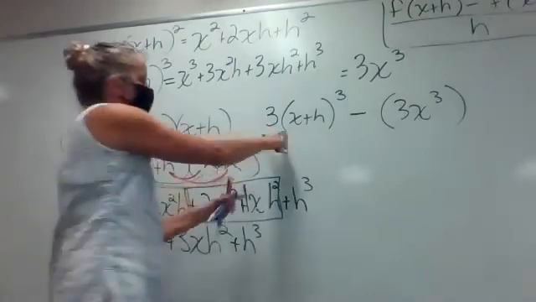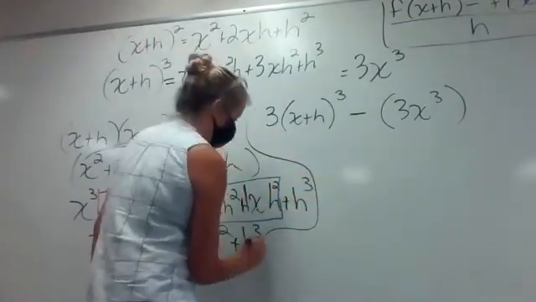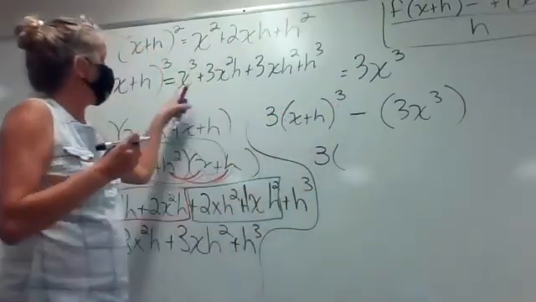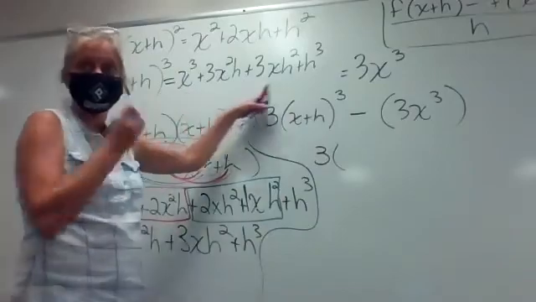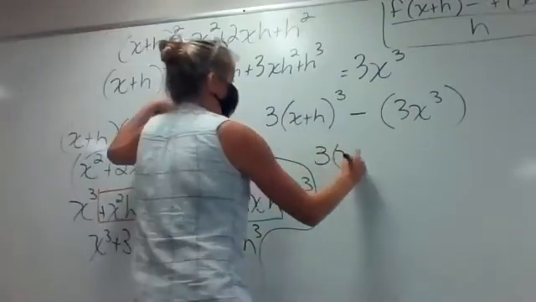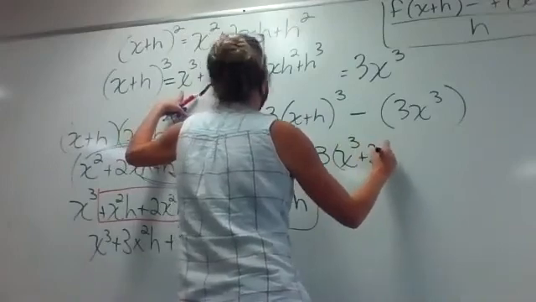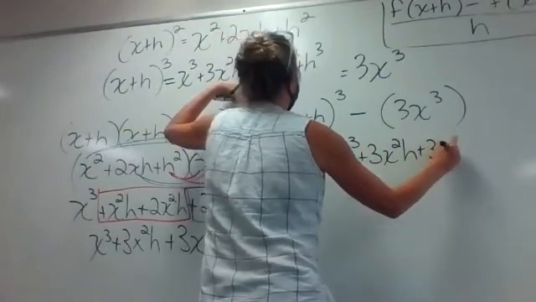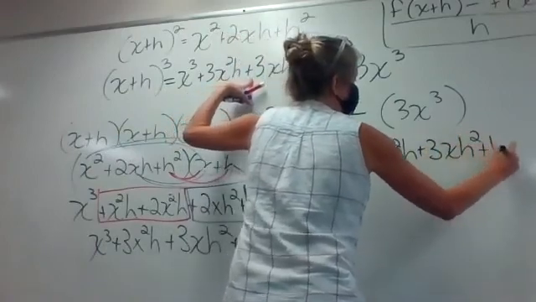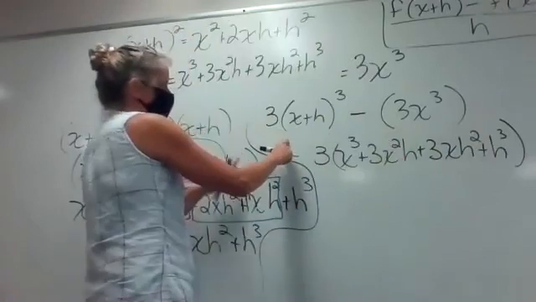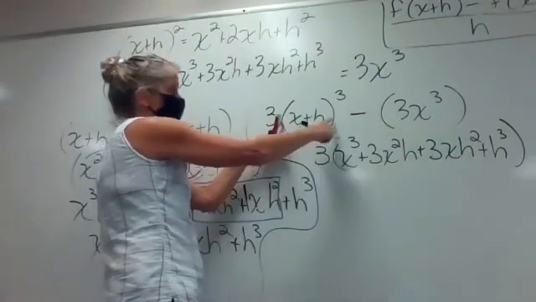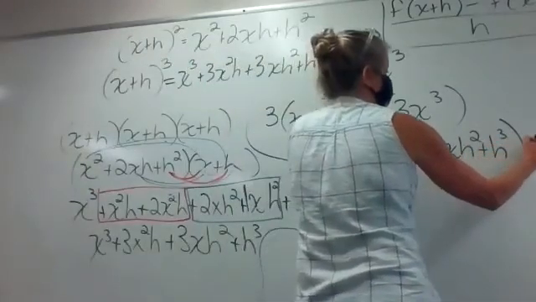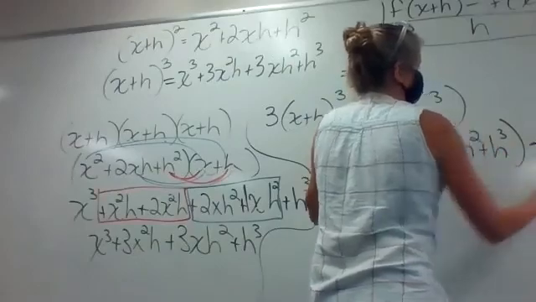So what am I doing here? I have 3 instead of x plus h to the third. I plug in this. So x to the third plus 3x squared h plus 3xh squared plus h to the third. So all I've done is brought down this 3, brought down that. So I still have minus 3x to the third.